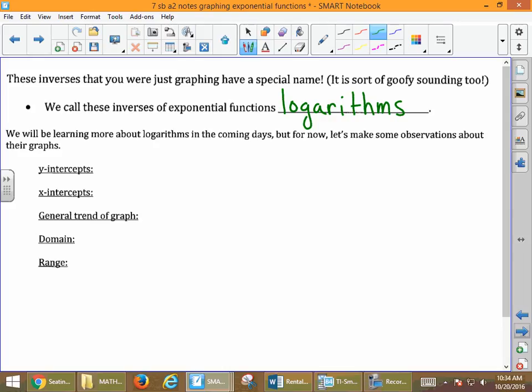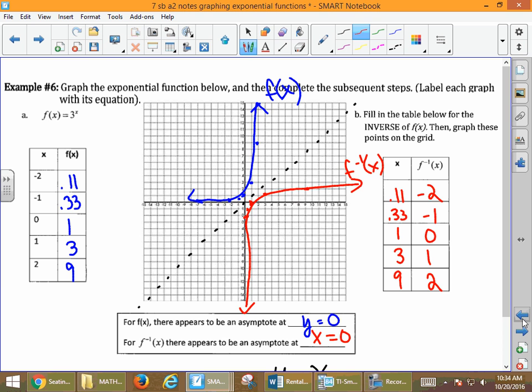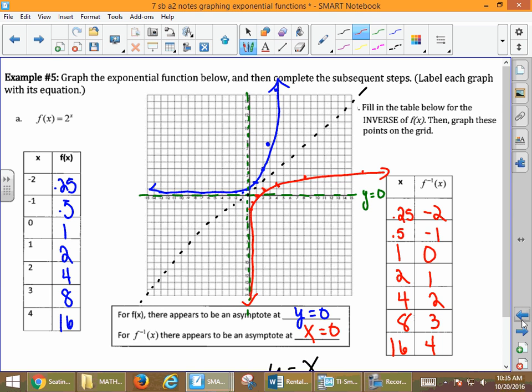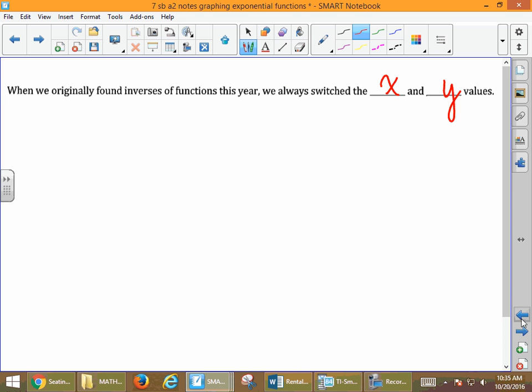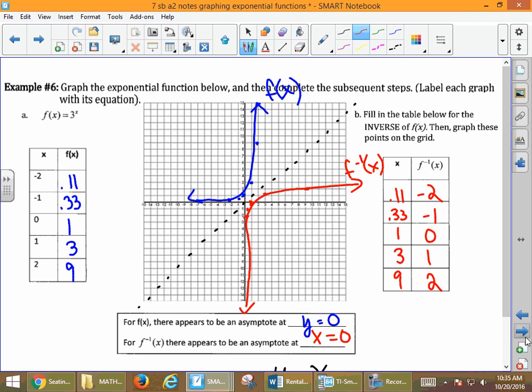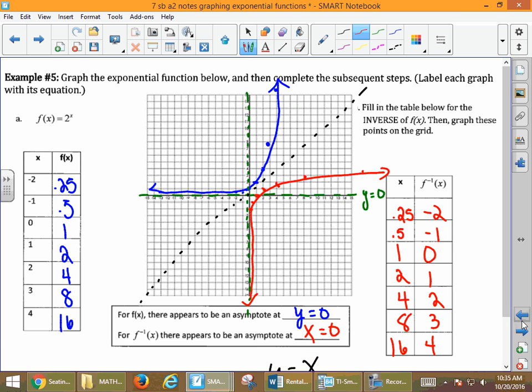L-O-G-A-R-I-T-H-M-S. Logarithms. And we're going to be learning more about logarithms, but today we're just going to get a little bit of the basics. And if we look back at our red graphs in our picture, we can get some information about our graphs, just like we did with exponentials last week. When we look back at our red graphs, the first question says, what's the y-intercept of our red graphs?